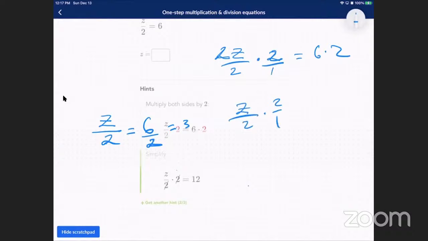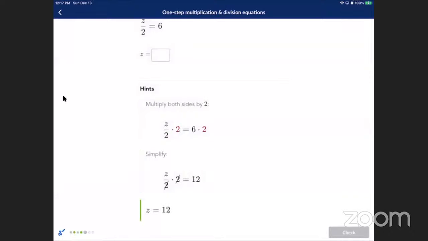And then these would cancel out, and you would end up with z equals 12, because 6 times 2 equals 12. And then you put the 12 down. Okay. So that would be the idea.